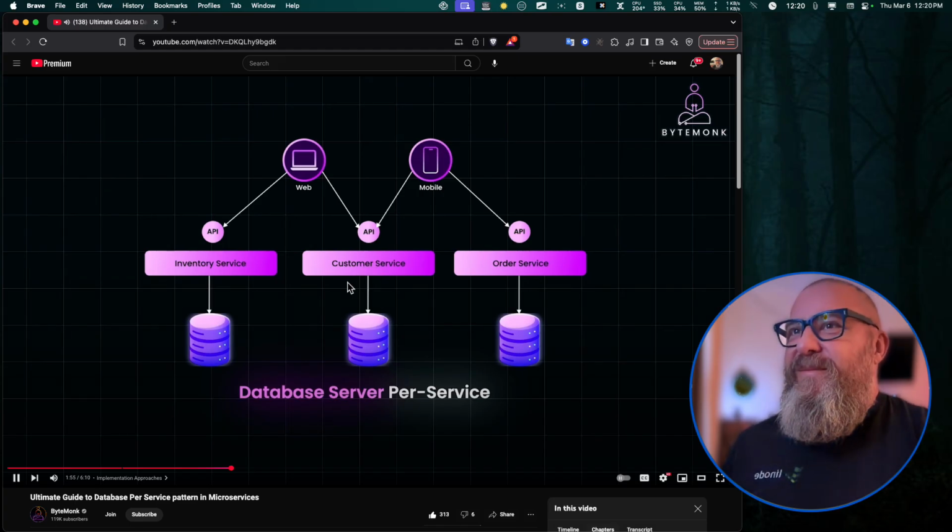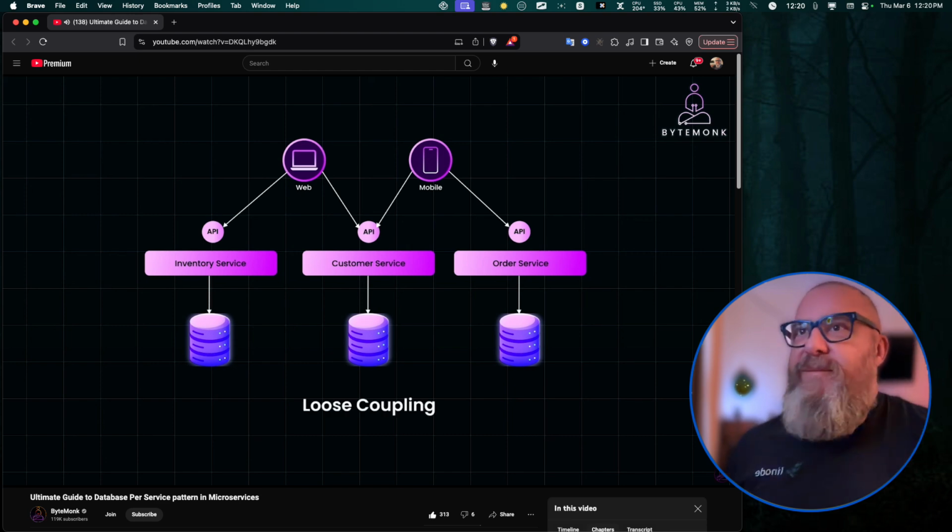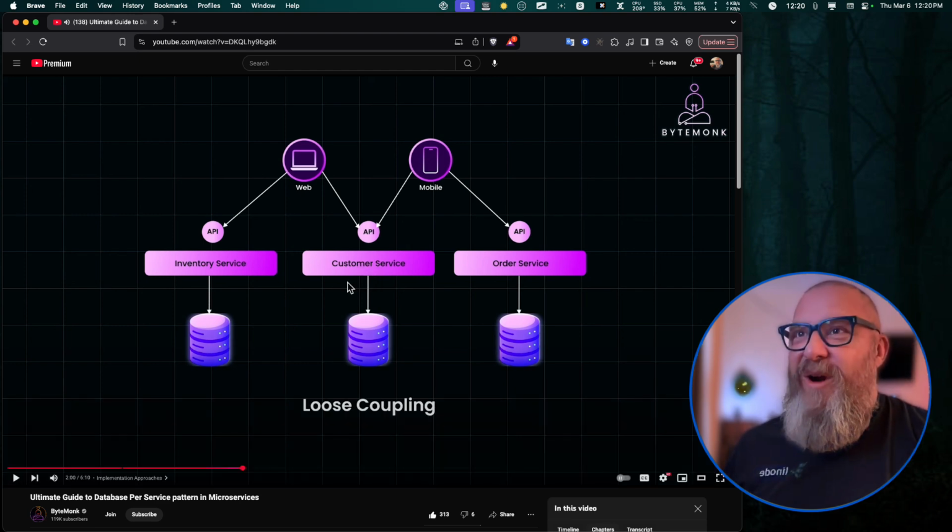Let's keep going. The services communicate through APIs, not through direct database access. And this keeps the system loosely coupled, and I just said that. So we're on the same wavelength.